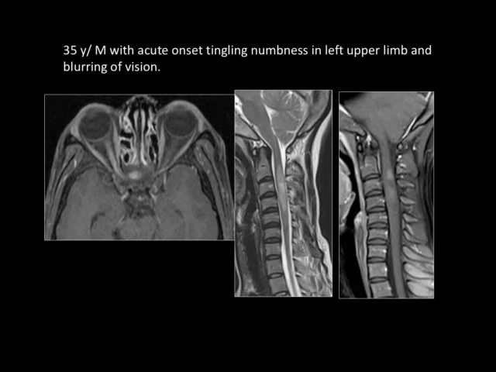Enhancement of the optic nerve and patchy involvement of the cord. So basically there is expansion of the cord, involving the central cord, extending from mid C2 level to C4-5 level. And so it's a long segment.